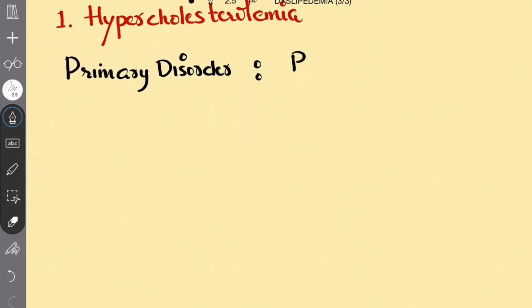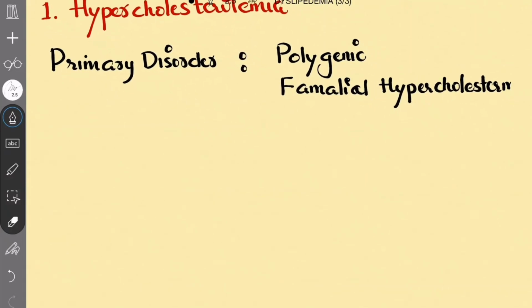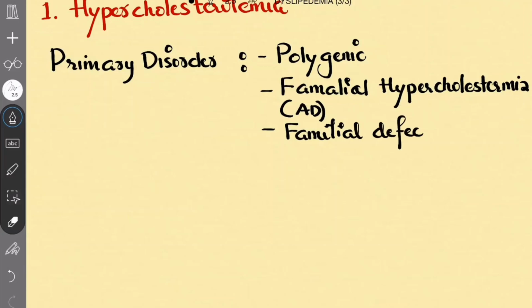It can be a polygenic disorder, or it can be familial hypercholesterolemia. It runs in the family. Familial hypercholesterolemia is also an autosomal dominant condition. Okay, next is another problem, familial defective ApoB100.